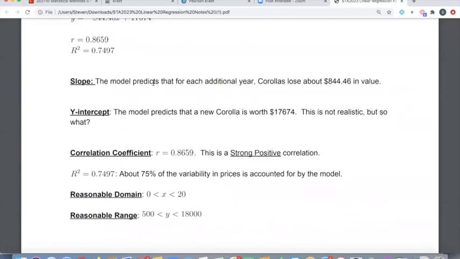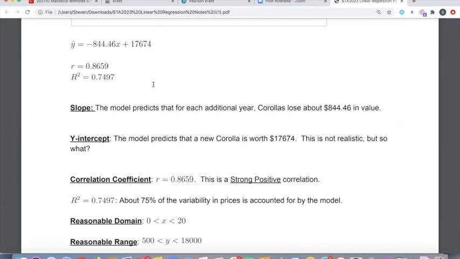So the model predicts, we're going to start every sentence with that. The model predicts that Corollas lose $844 in value per year.